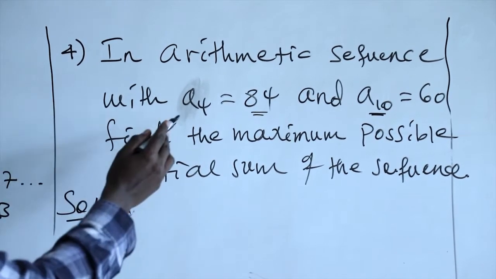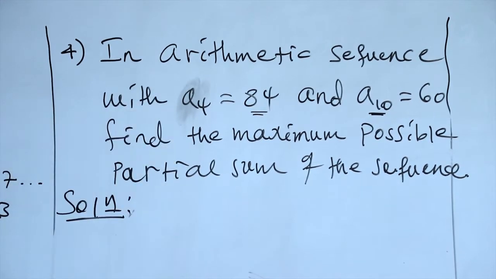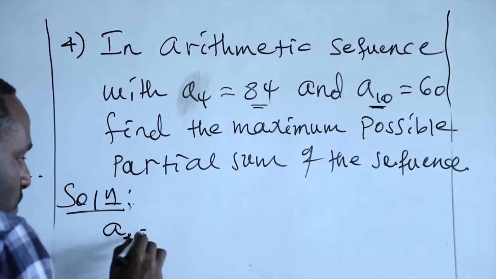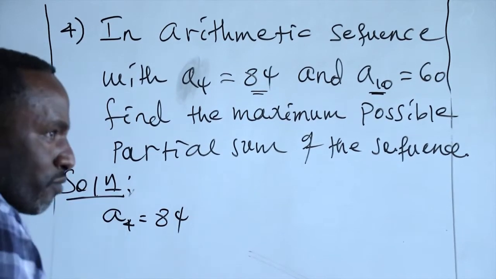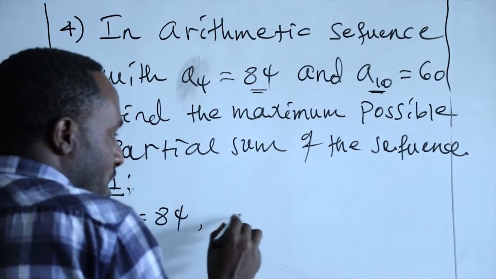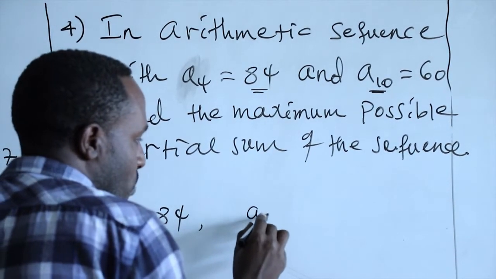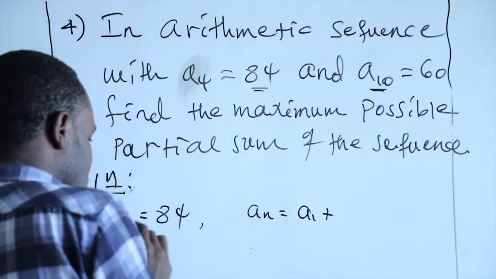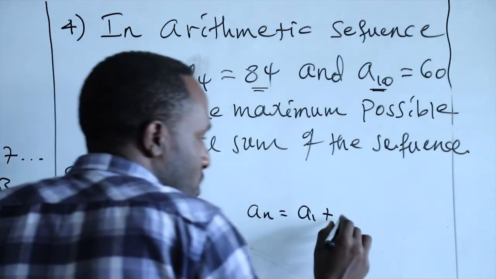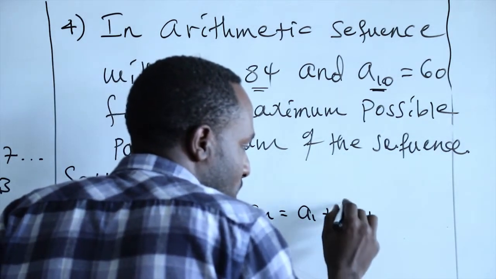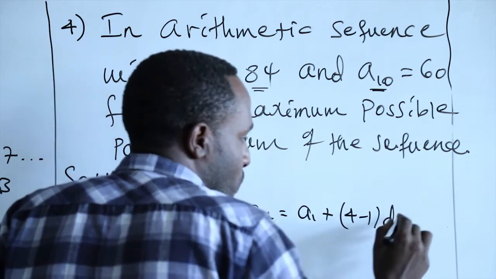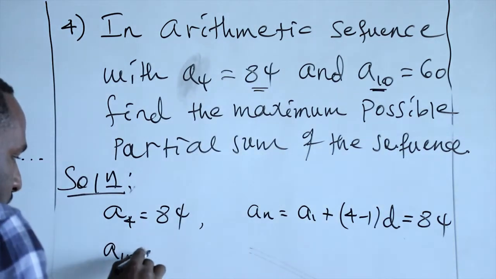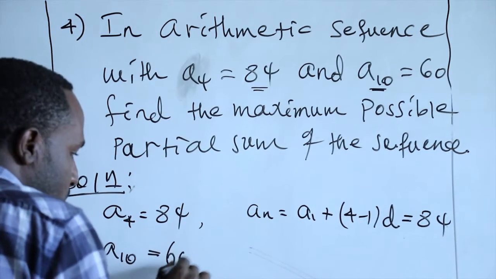Here, we have A4 given and A10 also given. As a solution, we must calculate using A4 equal to 84. We have to recall the formula AN equals A1 plus N minus 1 times D. Here the value of N is 4, so A1 plus 4 minus 1 times D equals 84. And again, A10 is given, which is equal to 60.